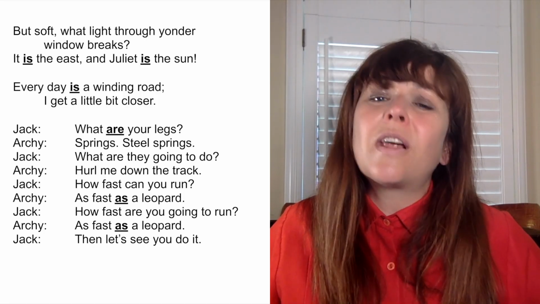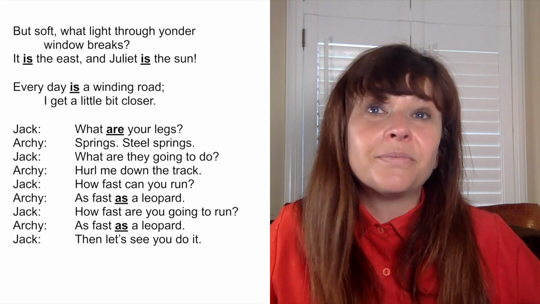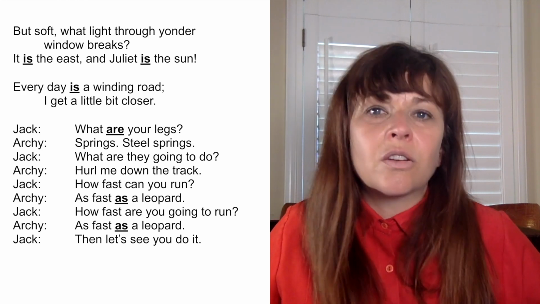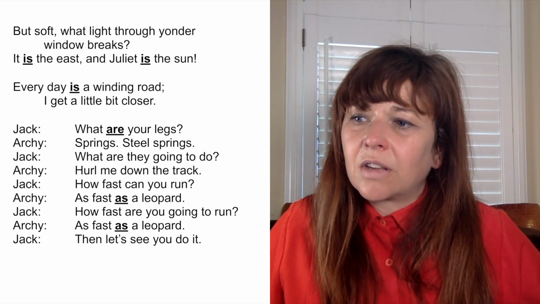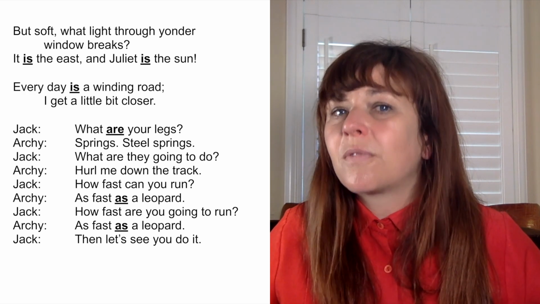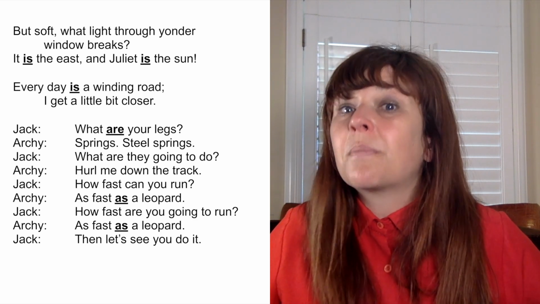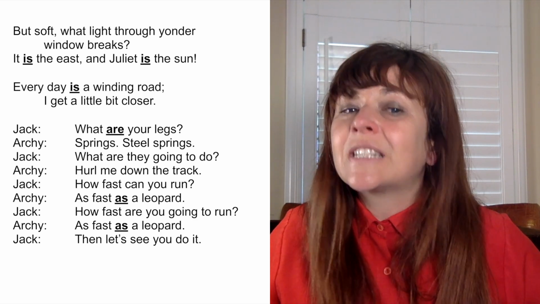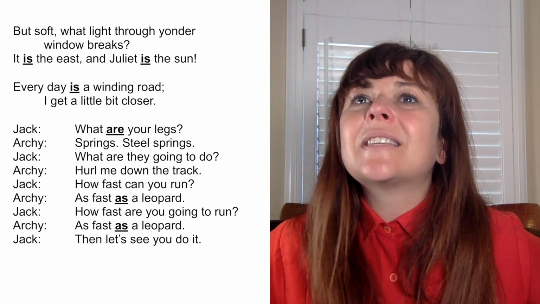One of the most famous is in Romeo and Juliet. But soft, what light through yonder window breaks? It is the east, and Juliet is the sun. Now, Juliet isn't a sun, obviously, but Shakespeare's intensifying Romeo's passion for her by using a metaphor rather than a simile. Not Juliet is like the sun, but Juliet is the sun. The intensity is that strong.